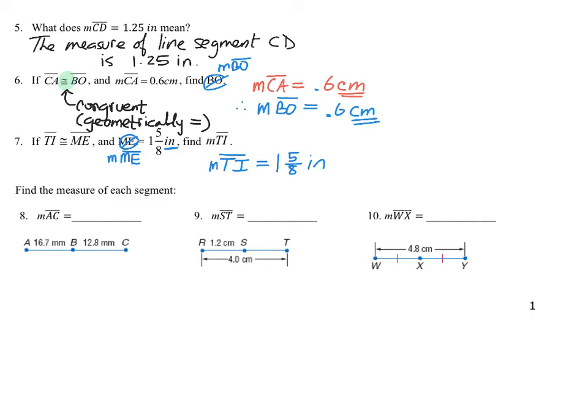So what we're going to do here is, to get from A to C, we're going to take the sum of the measure of segment AB and the measure of segment BC. All right. This is what's known as the addition postulate.